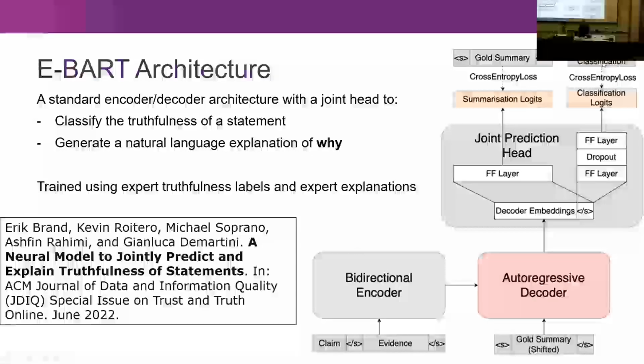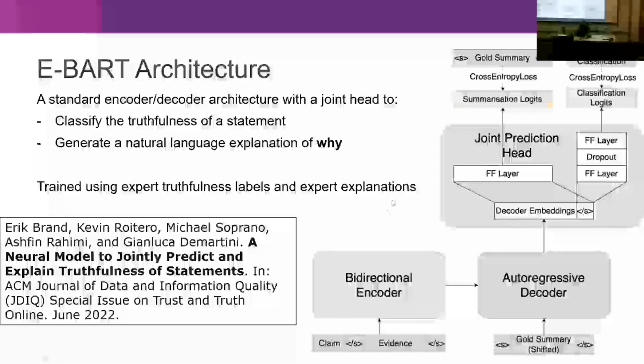So this may be a binary label, true or false, of an input statement. But in parallel to that, we also generate an explanation, a natural language explanation of why something is true or false. And we train this architecture using expert labels as well as expert explanations of why something may be true or false.